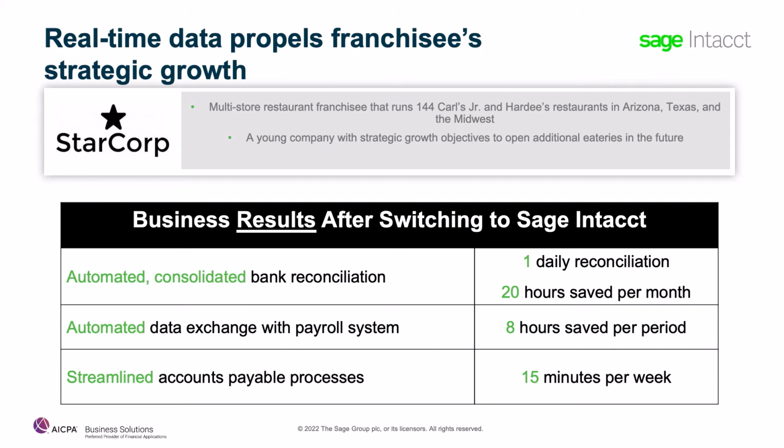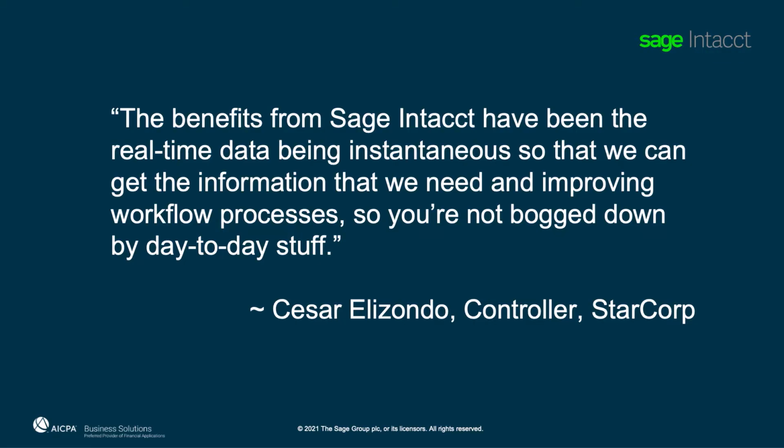StarCorp controller Cesar Elizondo estimates that the company has avoided the cost of 2 full-time colleagues who would otherwise be needed to handle all the financial information. More importantly, Elizondo reports that more efficient accounting has freed time for reporting and analytics, leading to greater transparency and more informed decisions. In his words, the benefits from Sage Intacct have been the real-time data being instantaneous so that we can get to the information we need and improving workflow processes so you're not bogged down by the day-to-day stuff.